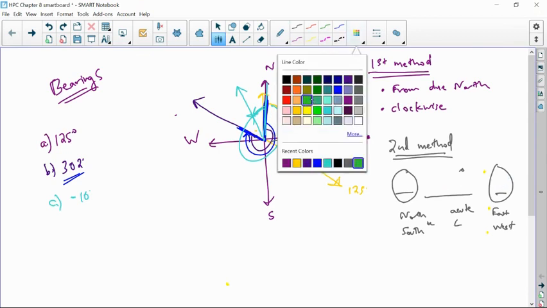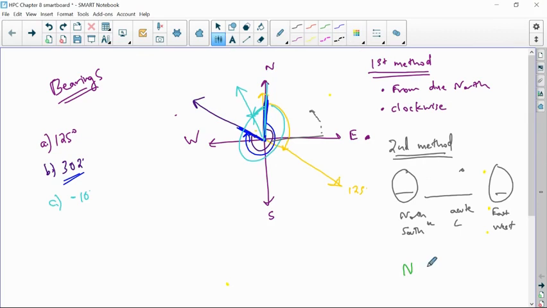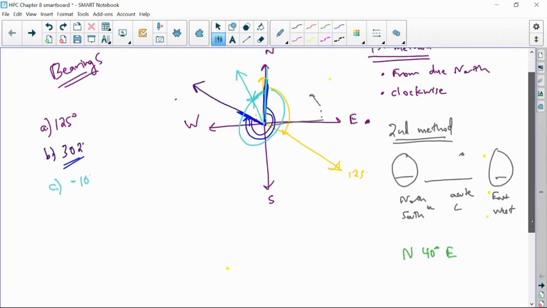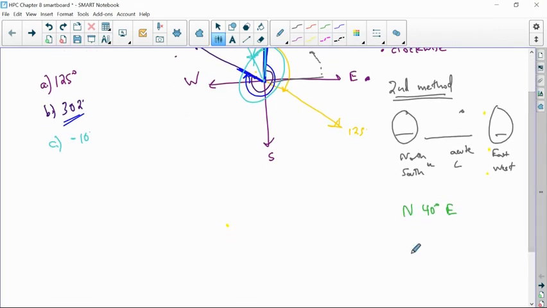Okay, for example, I could say north 40 degrees east. So how do I interpret that? I start with the direction. I'm going to face north, and I'm going to go 40 degrees. Now, I could go 40 degrees in this direction, or I could go 40 degrees in this direction. And the direction I'm going to choose is based on that second direction, east. So start north, go 40 degrees to the east.